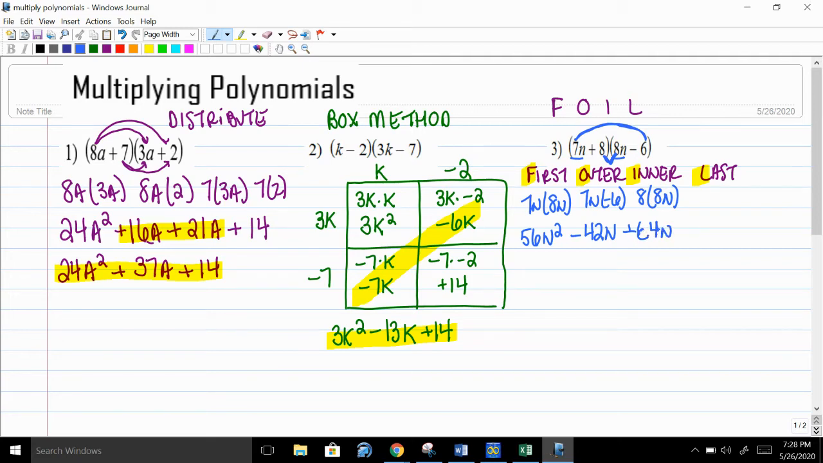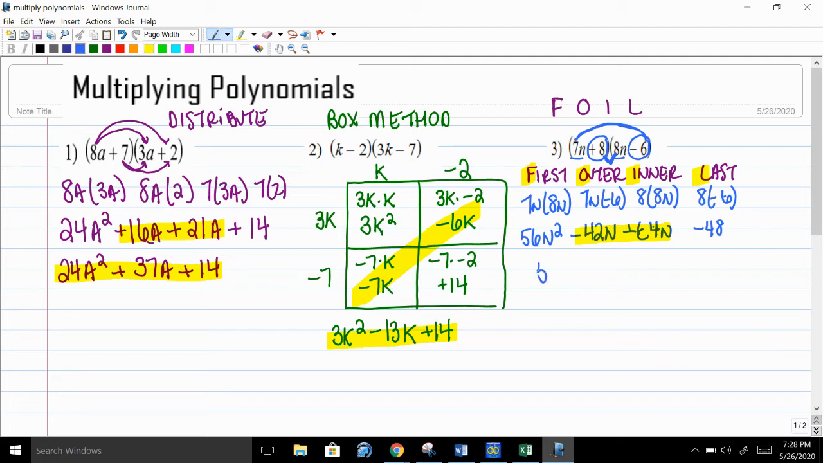Pen's acting up there, guys. I'm trying to finish that 6 there. Positive 64n. And then the last term in each binomial. So the last term there, and then the last term there, which would be 8 times -6, which would be -48. And then again, you would have like terms in the middle. At least most of the time, that's going to happen.